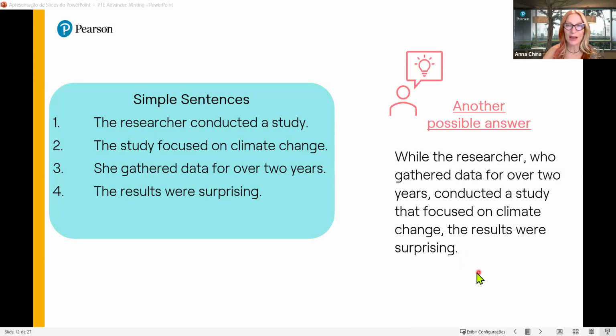Would you add an and maybe to the final clause here? While the researcher who gathered data for over 2 years conducted a study that focused on climate change, and the results were surprising. Would that sound better? Okay, Ronald, that's a comma splice. You guys are right on track. Now, how would we put this to the student? The results were surprising. It's a new piece of information. So you need a conjunction to add it to the sentence, right? There we go. Beautiful.